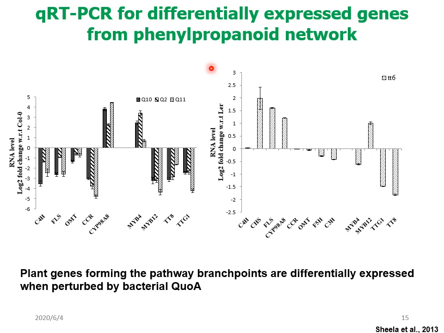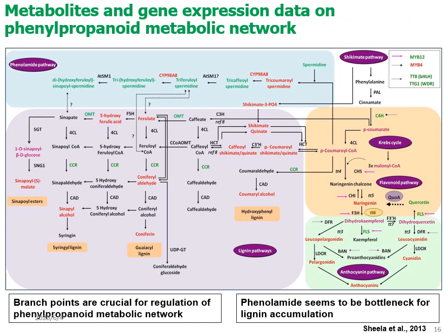Then the question is how this happens. So what we then did was we used metabolome analysis data and transcriptome analysis data, and we mapped them on the pathway. This is called pathway-based integrative omics analysis. Okay. So this is the metabolic pathway.